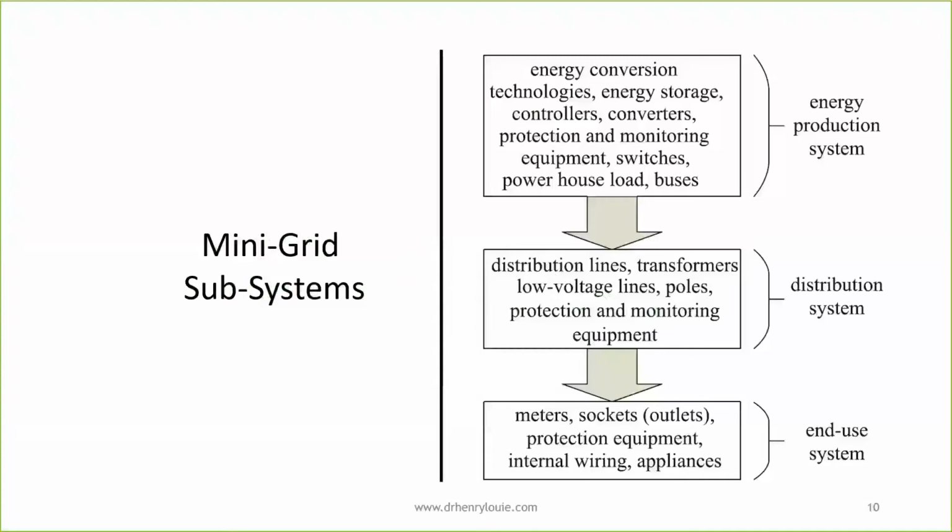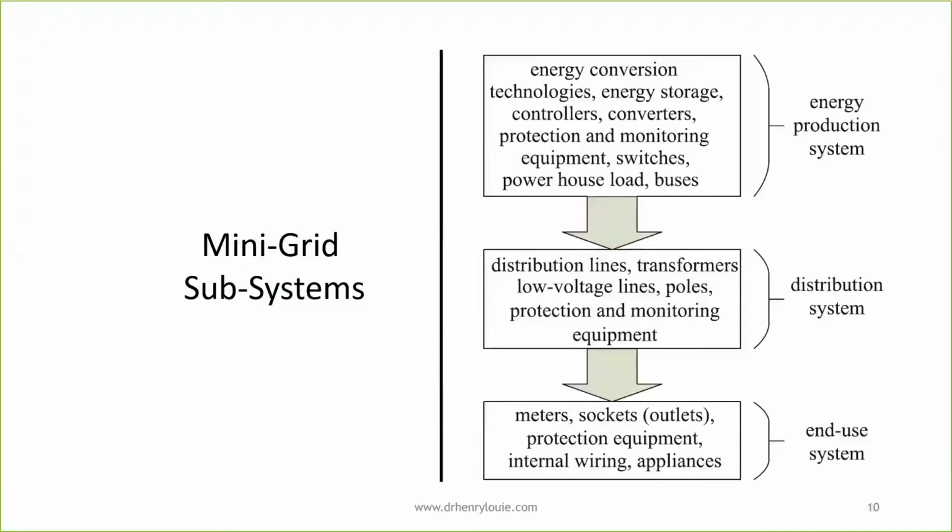So we can take a mini-grid and we can really break it up into 3 subsystems. We have an energy production system, a distribution system, and an in-use system. And what this looks like for each mini-grid, for each project is going to be a bit different. But today we're really going to focus on parts of that energy production system.